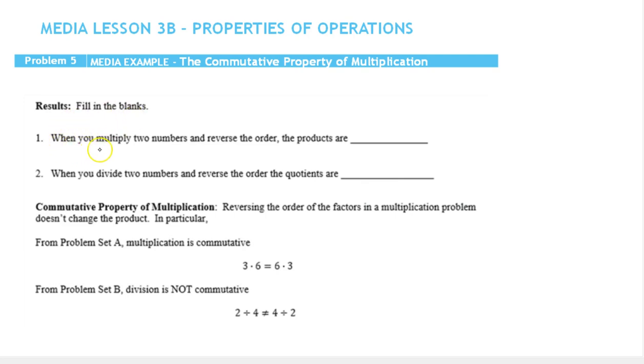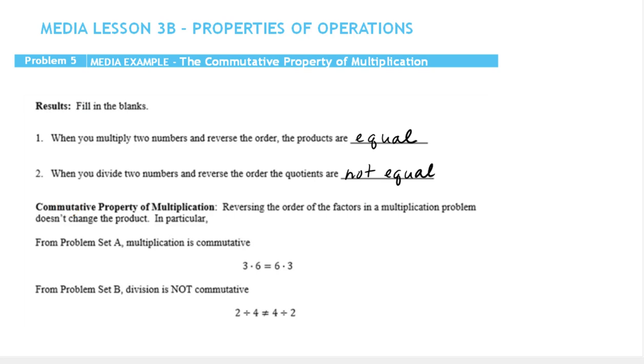Filling in the blanks, when you multiply two numbers and reverse the order, the products are equal. When you divide two numbers and reverse the order, the quotients are, for now we're just going to put not equal. They were not the same. And there's actually a nice relationship there that we'll learn about later.